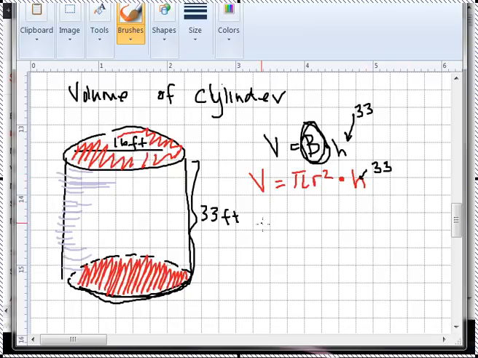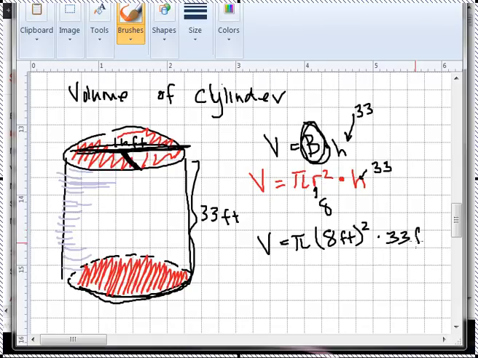Shayna is saying 8. Why 8? I don't see an 8 anywhere in this problem. Sky is saying because the base, the full thing, is 16 feet across. And what Keely is saying is the radius is what we're looking for, from here to here. So if it's 16 from end to end, then from the middle to the end is 8. So I plug all of that in. I get volume is equal to pi times 8 feet squared times 33 feet. Can somebody plug that into their calculators for me?